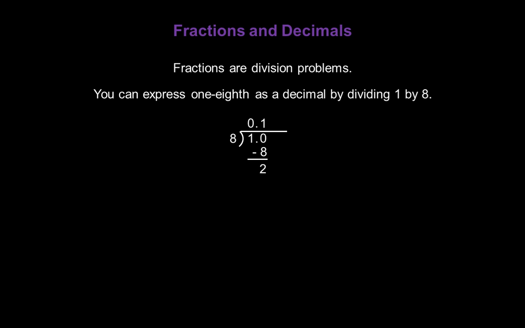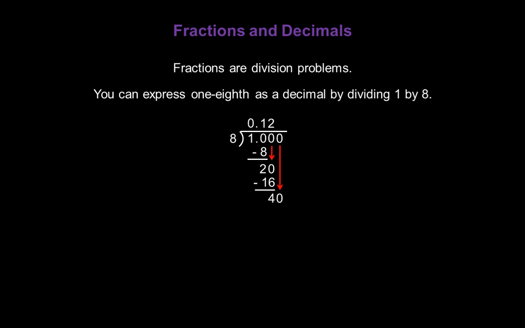Let's keep dividing by adding another 0 after the 1. Bring that 0 down to our remainder of 2 to make it 20. Now how many times does 8 go into 20? 2 times. 8 times 2 is 16, so let's subtract that from 20 and get a remainder of 4. Let's keep dividing. Add another 0 after the 1. Bring that 0 down to our remainder of 4 to turn it into 40.